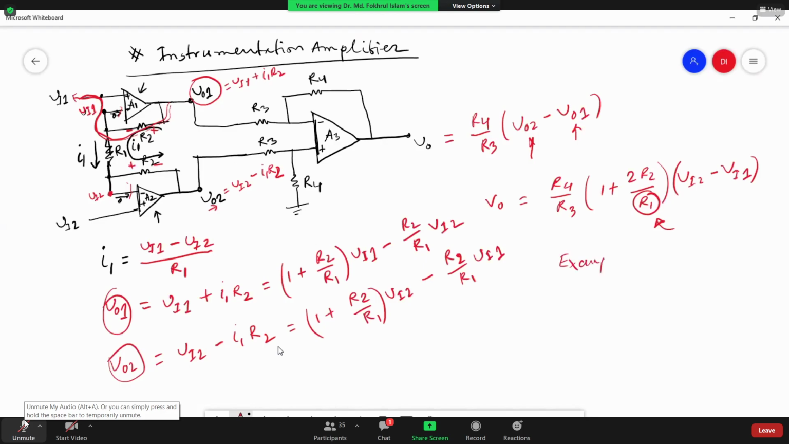Example 9.8. If you solve this one, you can get a clearer understanding of how we can get a high differential gain with high input impedance using reasonable resistor values.